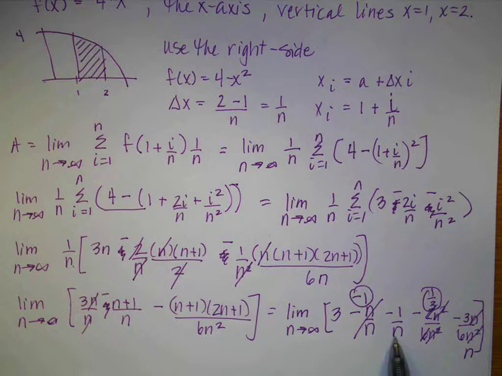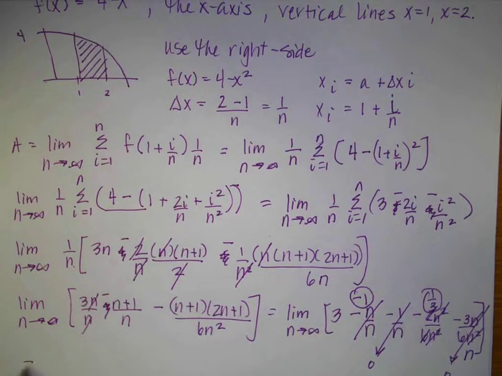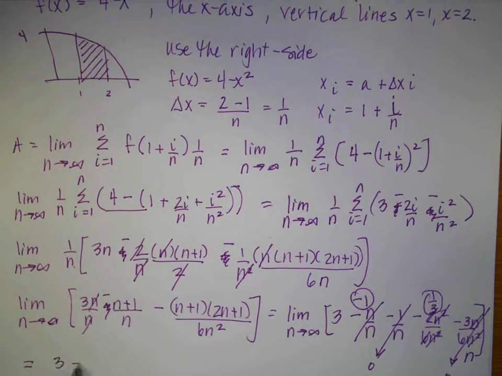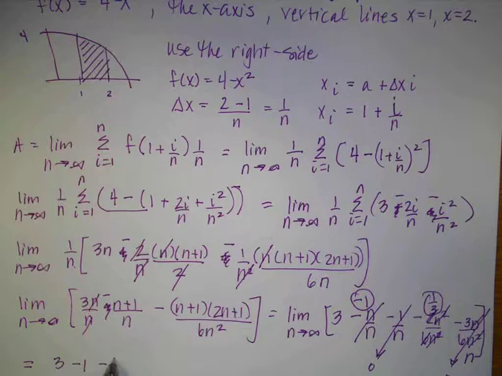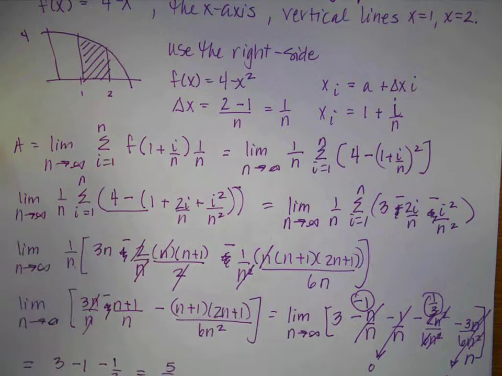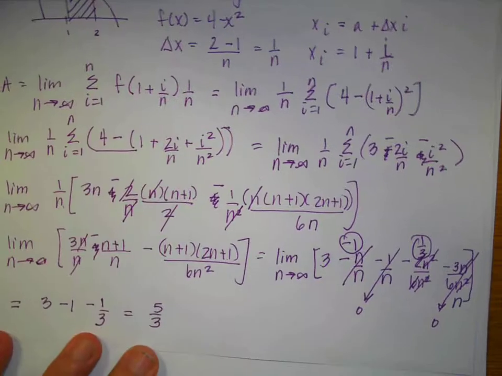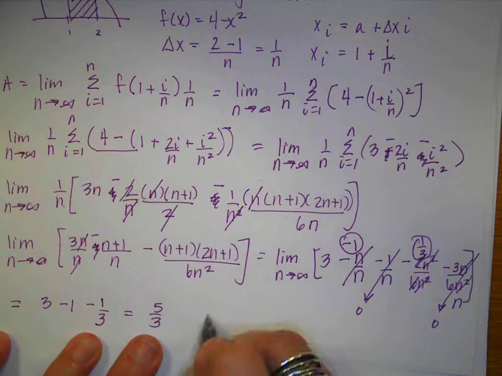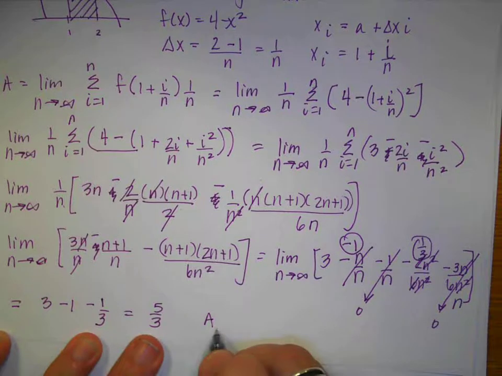And if I do that, then I have an n there. Well, remember, as I take the limit as n approaches infinity, if I have an n in the denominator, this goes to 0, this goes to 0. Whew, that's a lot of stuff. So I get 3 minus 1 minus 1/3. And if I simplify that math, what did I get when I simplified it? I got 5/3. Whew, that was a mess.